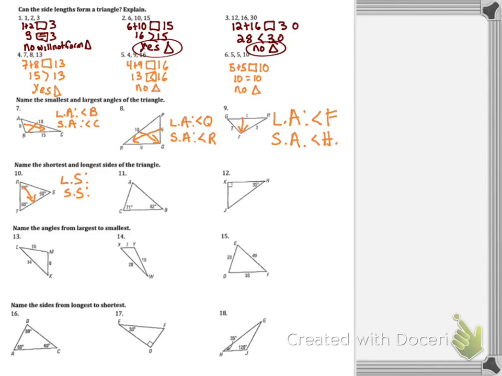Our longest side is across from that biggest angle, which is 70. So that's going to be TS. Remember, this is a segment, so we put a line over it. Our shortest side is going to be across from our smallest angle, which is at 50 degrees. So that's going to be RT.